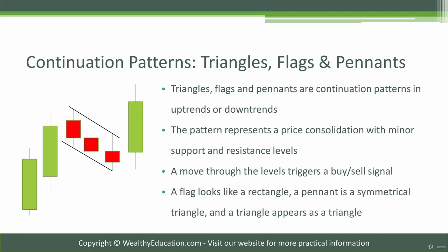A flag, which is represented here on the graph, looks like a rectangle. A pennant looks like a symmetrical triangle, and a triangle looks like a triangle on the chart. And we can have both ascending and descending triangles. So let's take a look at triangles, flags, and pennants on a chart.